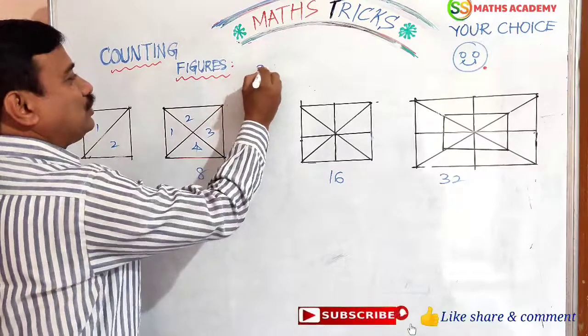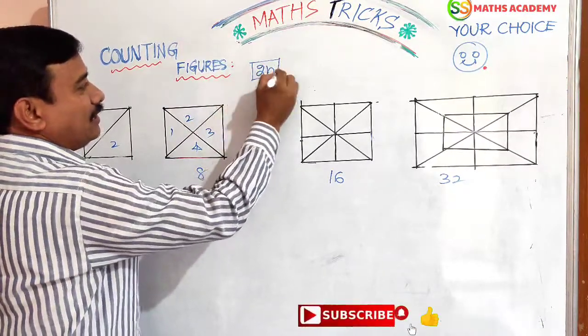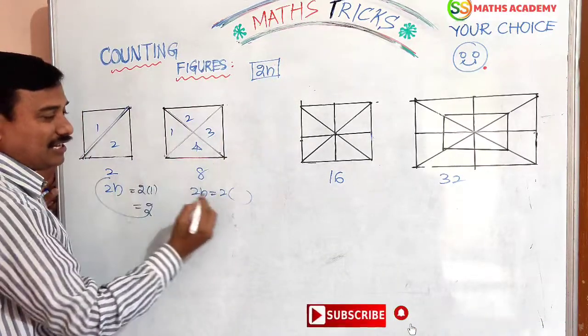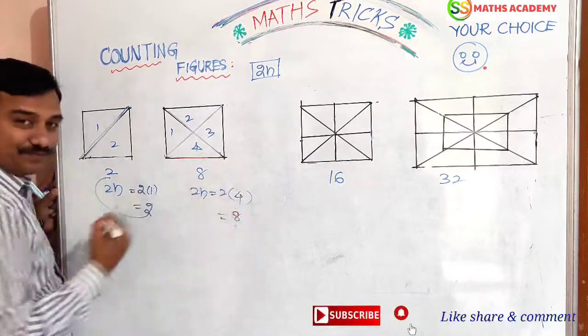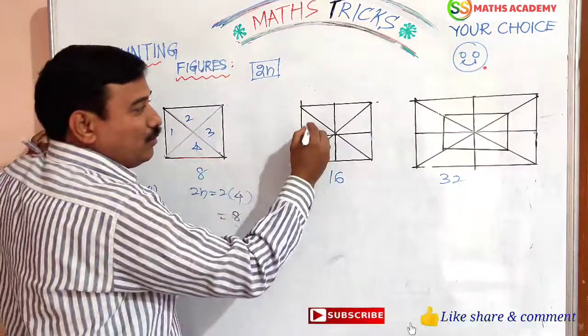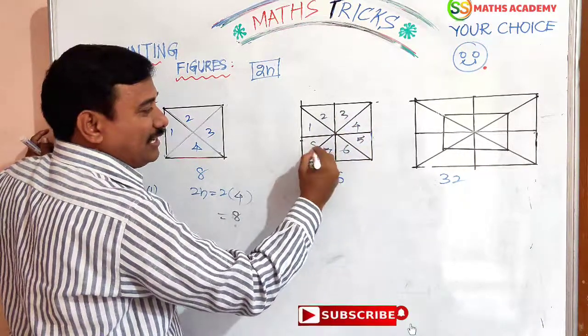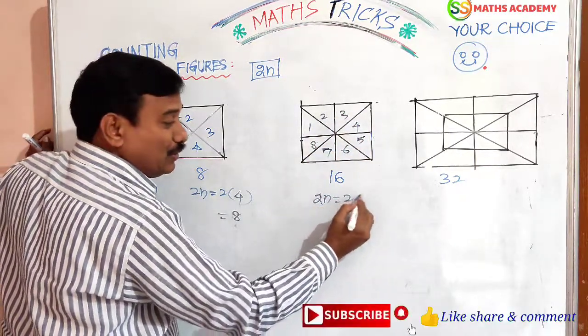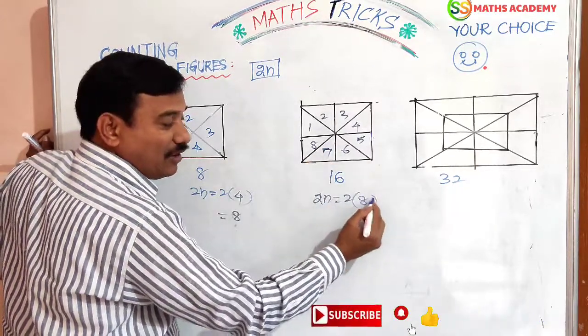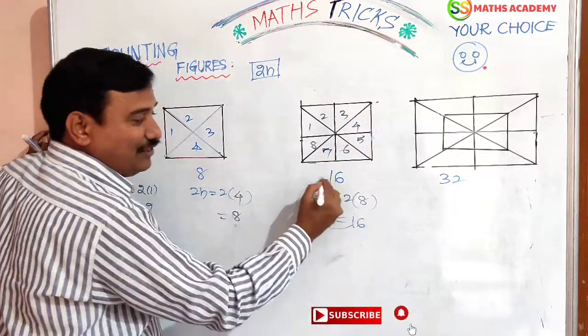That formula is 2n. The number here is 4. 2 times 4 is 8. Here also, 1, 2, 3, 4, 5, 6, 7, 8. What is the formula? 2n. 2 into how many numbers are there? You have to put it here. 2 times 8 is 16. It tallies with you.